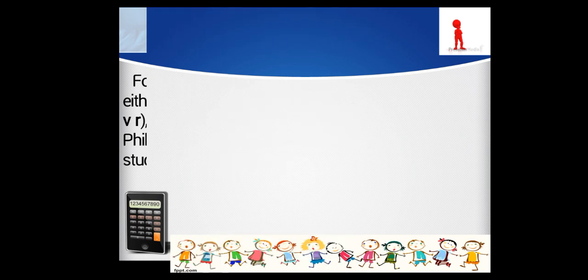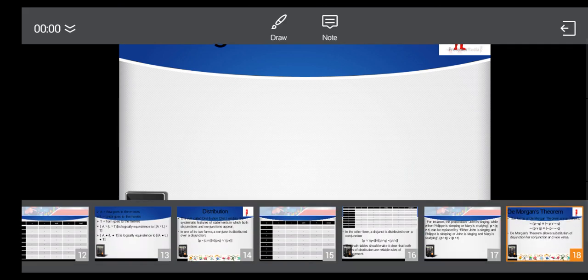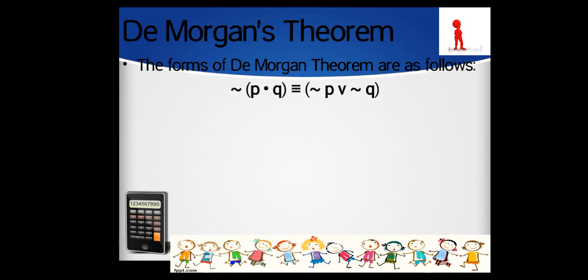Now we will move on to De Morgan's theorem. The forms of De Morgan's theorem are as follows. This one we call not, because this is the negative. So not (P and Q) is equivalent to not P or not Q. And we also have not (P or Q) is equivalent to not P and not Q.